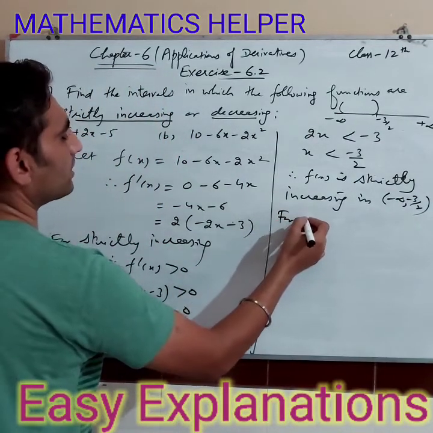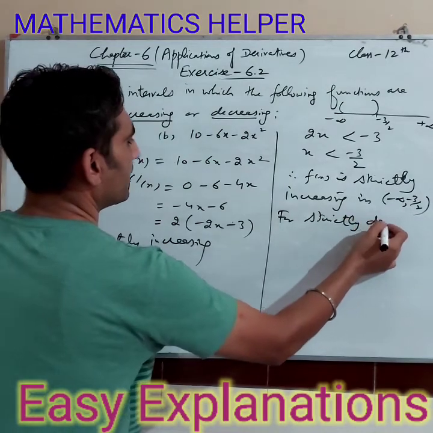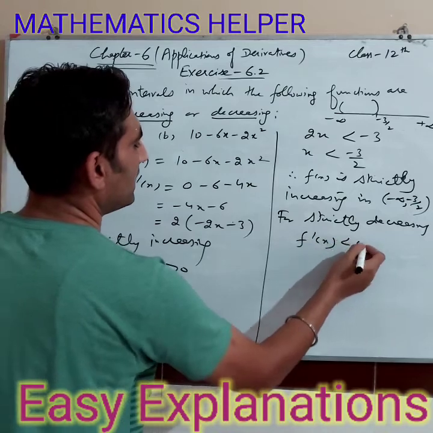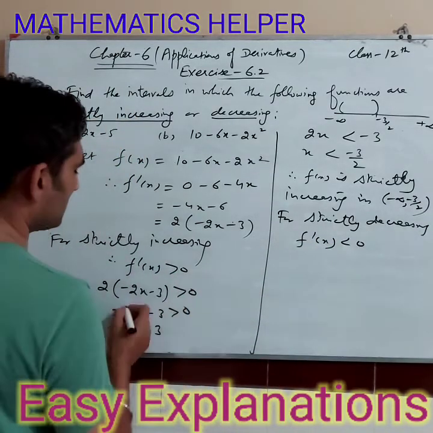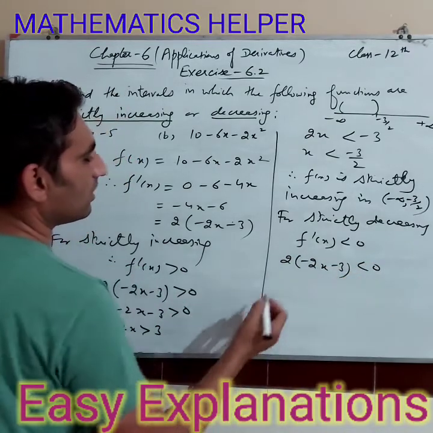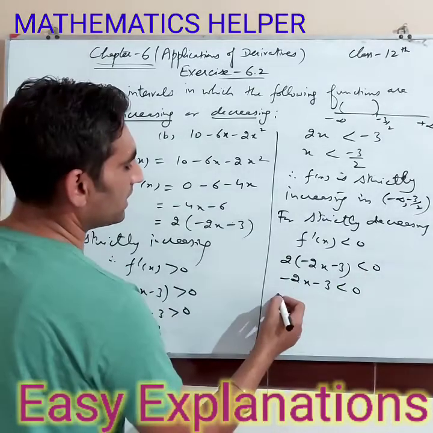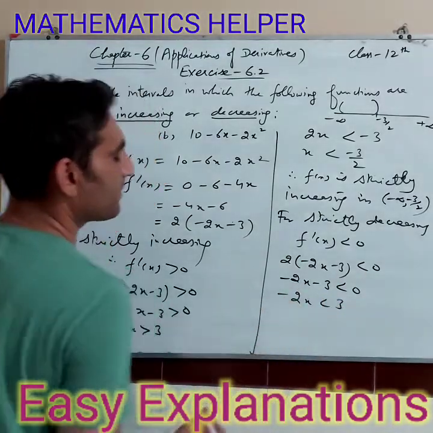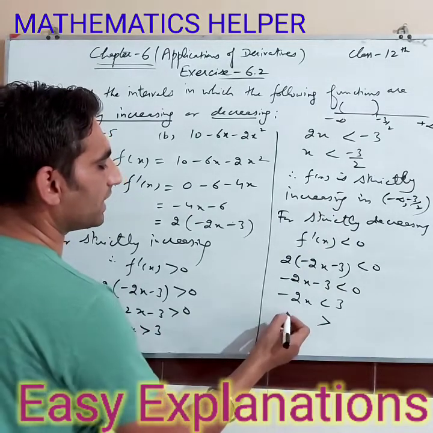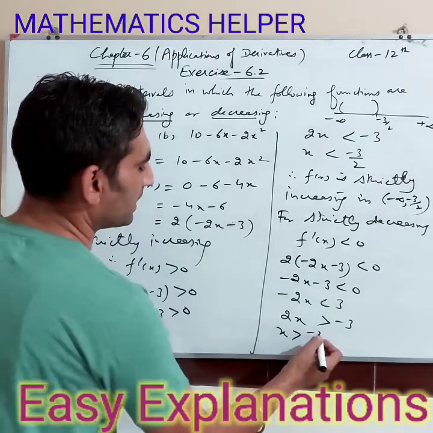Now second calculation, for strictly decreasing, f dash x should be less than 0. So this statement, 2 minus 2x minus 3 less than 0, or minus 2x minus 3 less than 0. Now shift minus 3 there, minus 2x less than 3. When you multiply both the sides by minus 1, you have to change less than into greater than. It will be 2x, in this side you have minus 3, or x greater than minus 3 over 2.